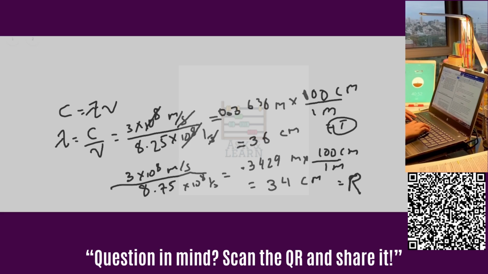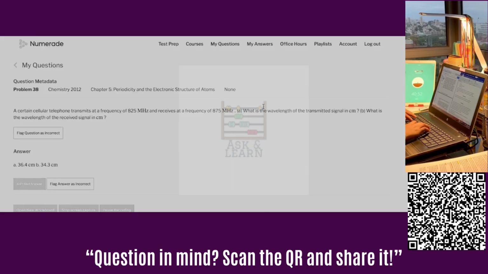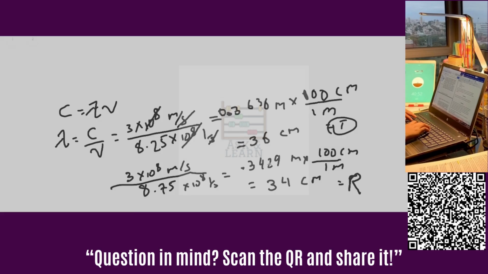So for question A, what is the transmitting signal? Going back, 36 centimeters. What is the receiving signal? 34 centimeters. If you want one more significant figure, you just round the extra digit, so that would be 36.4, and 34.3 for the receiving.